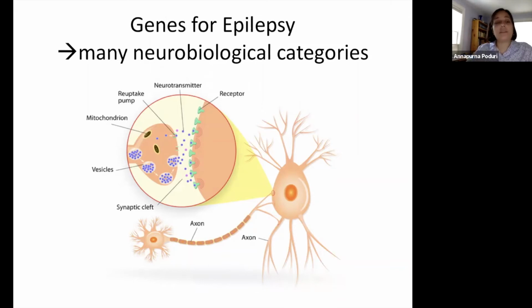So we're going to have genes that are expressed at the synaptic cleft, we're going to have genes that are expressed in the reuptake pumps and the vesicles, we're going to have genes that are expressed in the axons, and all of these different places and proteins and functions are going to be susceptible to modifications with drugs and potentially with gene-based therapies. And so probably where we're going to classify these patients is based on these neurobiological categories. We just don't have enough data yet.